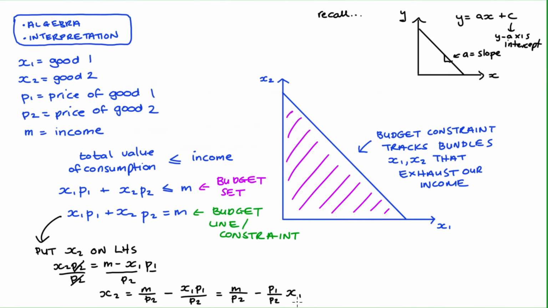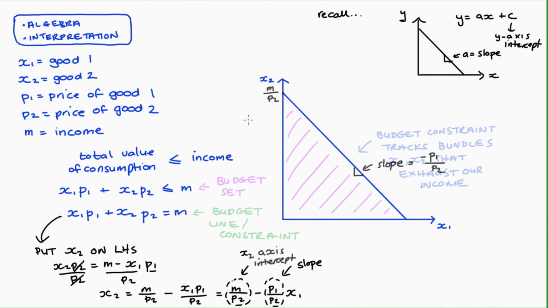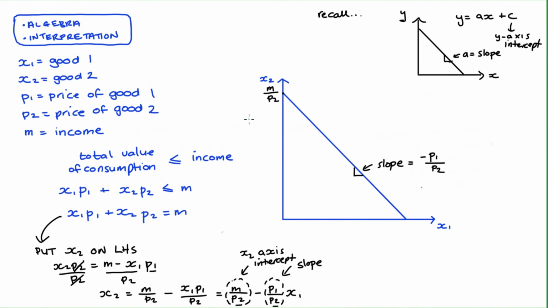And so now we're in exactly the same form as I had up here. We can see that negative p1 over p2 is the coefficient on our horizontal axis variable, which is x1. So as I expected, our slope comes back as negative, it's downward sloping. And the constant here is m divided by p2, which will be our vertical axis intercept. So in terms of interpretation, let's start by interpreting our intercepts.